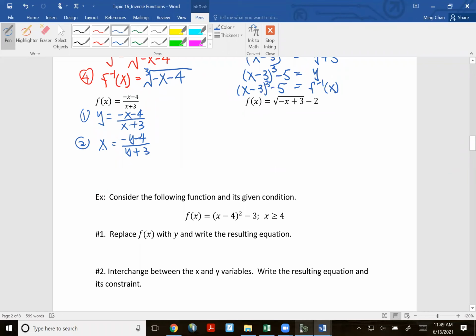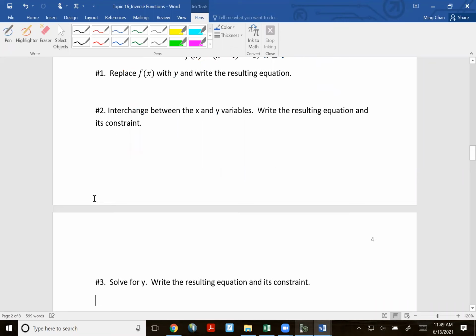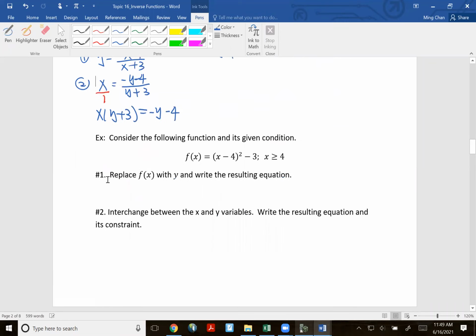So to solve for y, we will use cross product. The x means x over 1. So x times y plus 3 equals negative y minus 4 times 1, which is negative y minus 4. Distribute. That should give me xy plus 3x equals negative y minus 4.